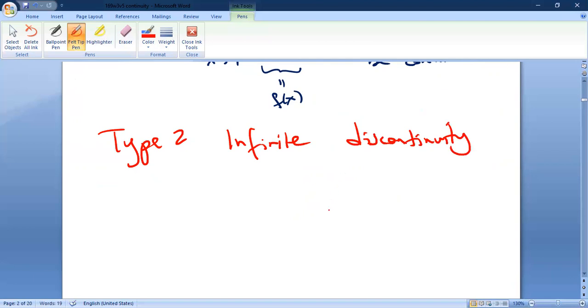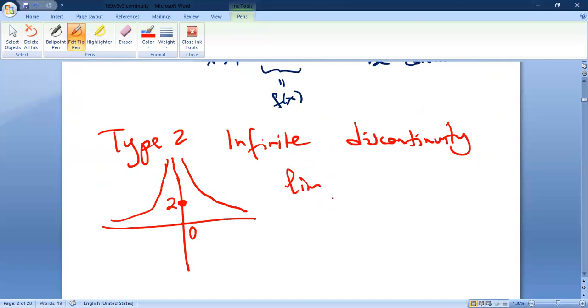So this is something like, if we have an infinite limit, let's say something like this, and then the function is defined like this here. Let's say this is 2, this is 0 here.